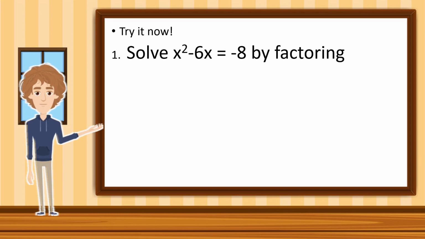Now, to test if you really understand this lesson, try this now. Solve x squared minus 6x is equal to negative 8 by factoring. I will give you a minute to answer this question. Timer starts now.